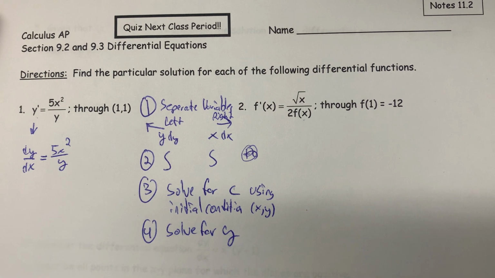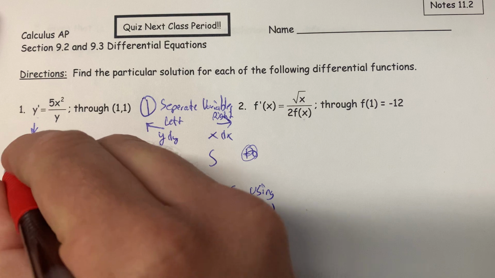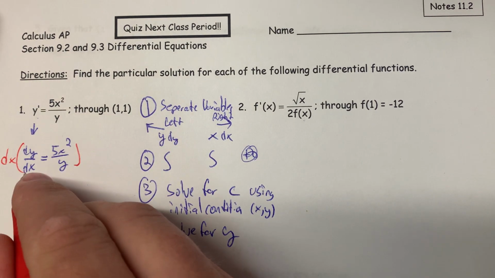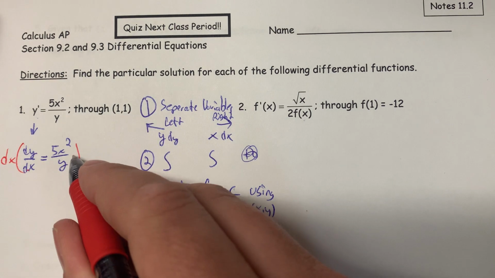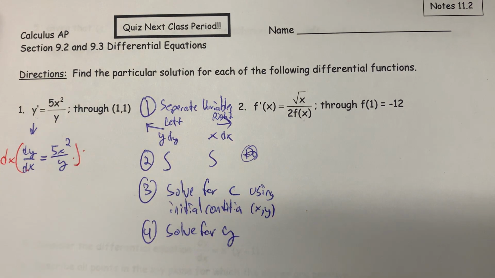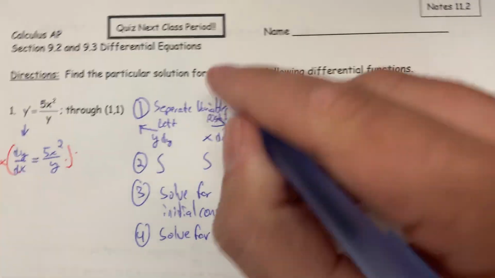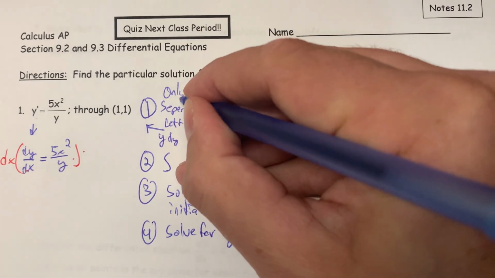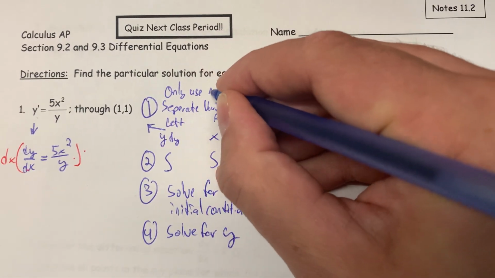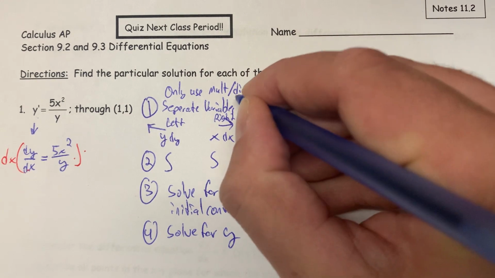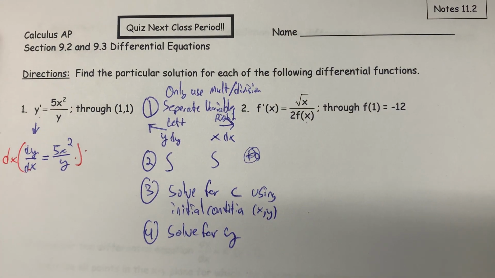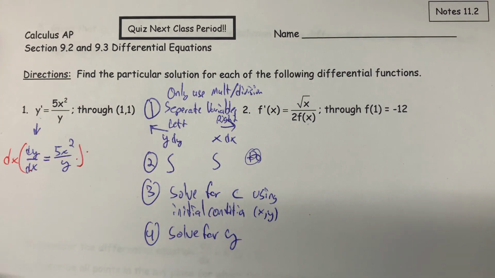The reason is because algebraically, it's pretty easy to see how you can multiply both sides of the equation by dx to cancel this out and move the dx to the right side. It's pretty easy to see how you can multiply by y on both sides to do this. I should have said, when we separate variables, we only use multiplication and division. So only multiply and divide to separate the variables. So go ahead and try to solve this on your own. See what you get. Hopefully you remember it from yesterday.